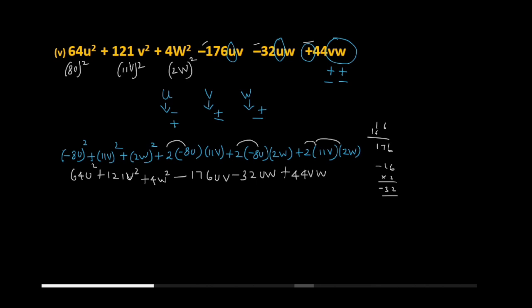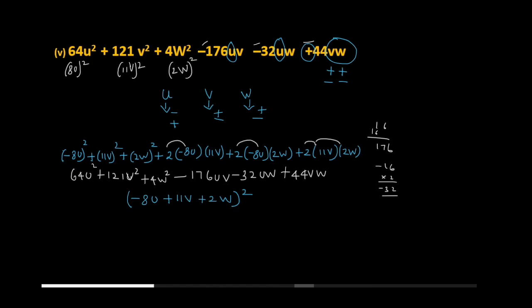So we got the same expansion, which means we can factorize this in this way. That is, one way is, our u negative, so minus 8u, v positive 11v, plus 2w the whole squared. This is one way of factorizing the given expression.